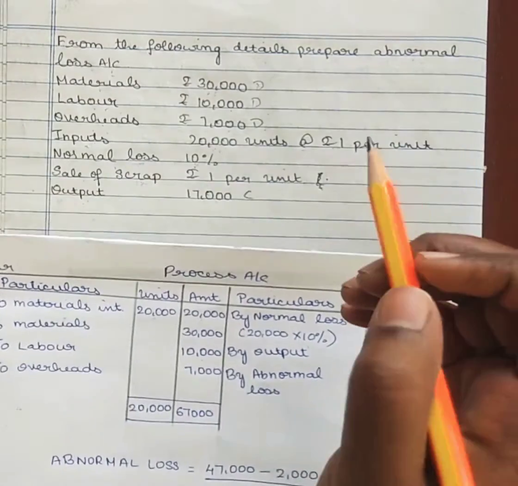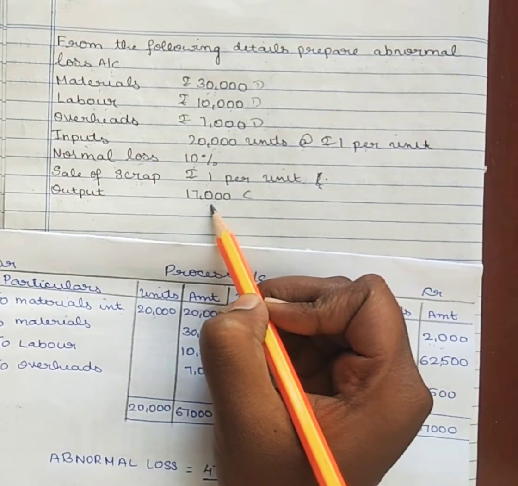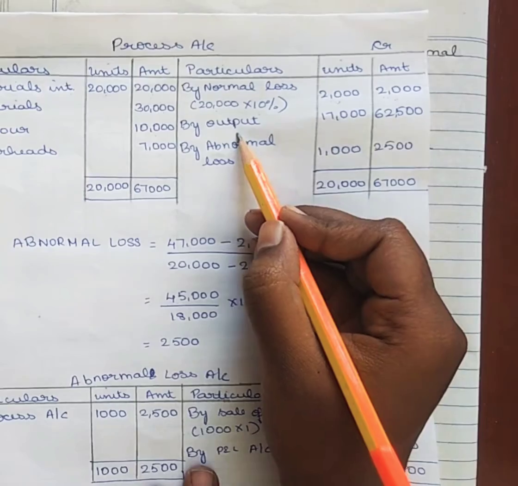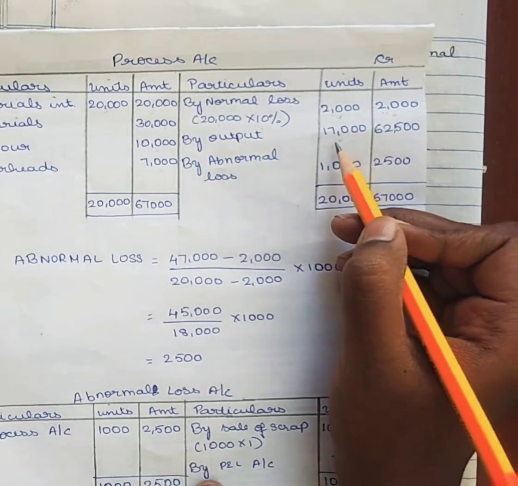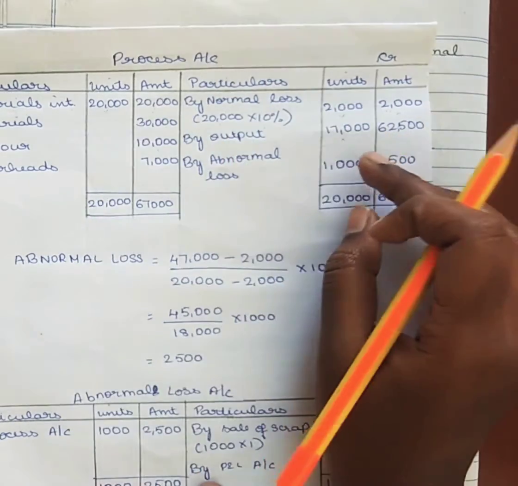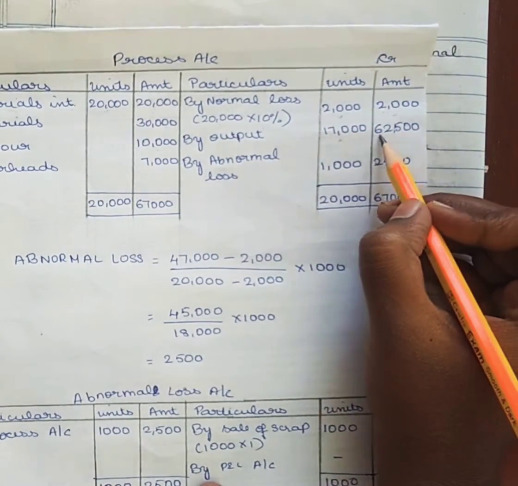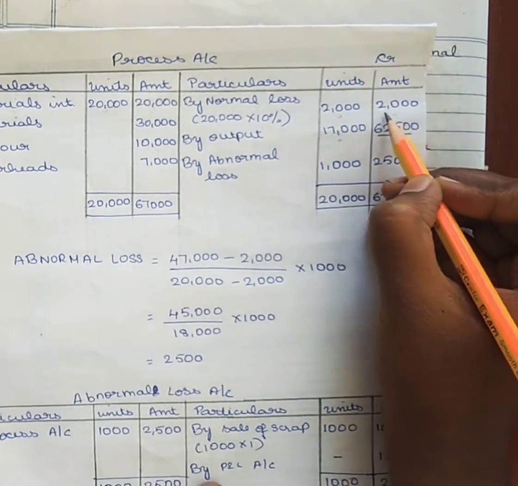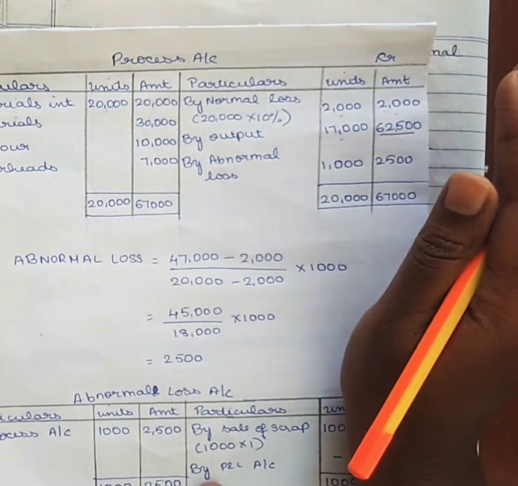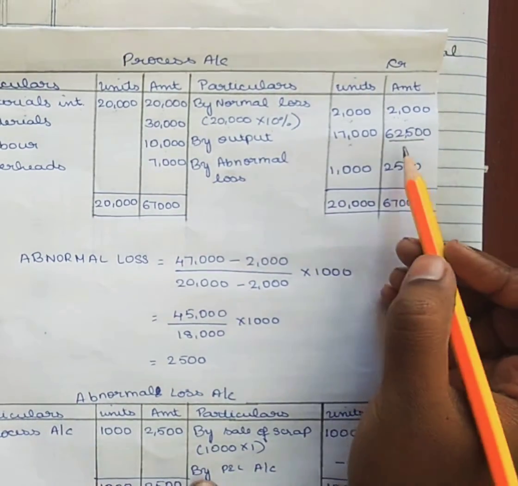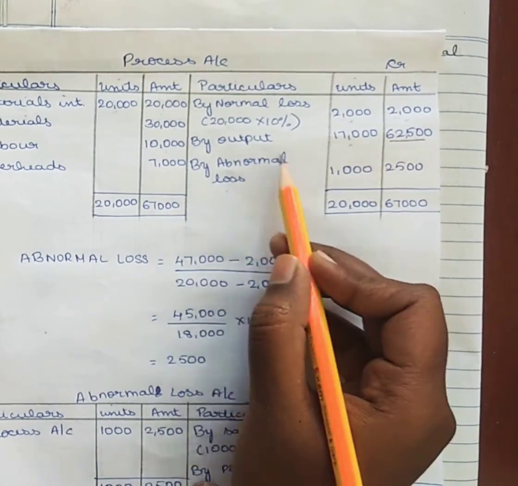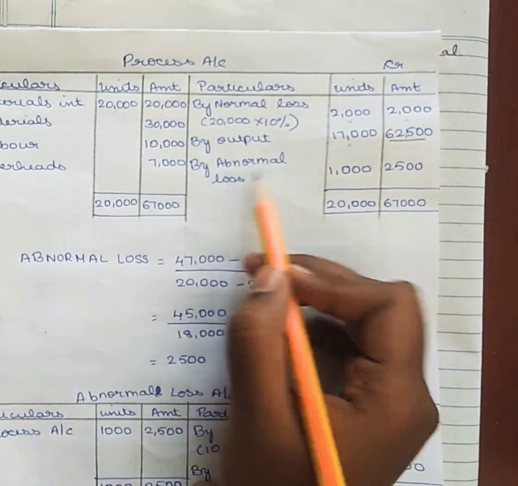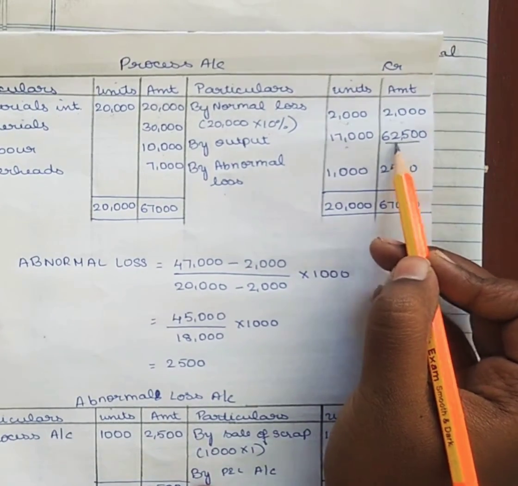Okay. Now then they are telling output as 70,000. That output is what I have taken as 17,000. And then we need to prepare only this much. This amount of 62,500 will be the balancing figure. Now balancing figure in the sense, we need to find out the value of abnormal loss now. Once we get the value of abnormal loss, we will be able to find out this value.